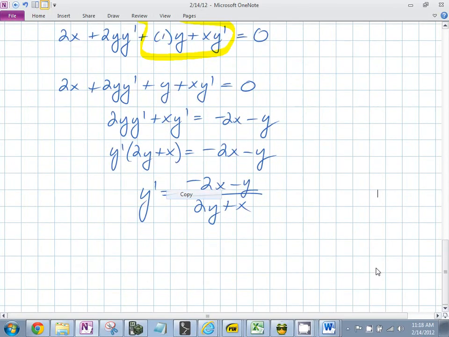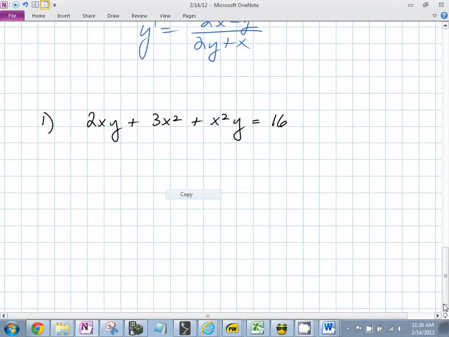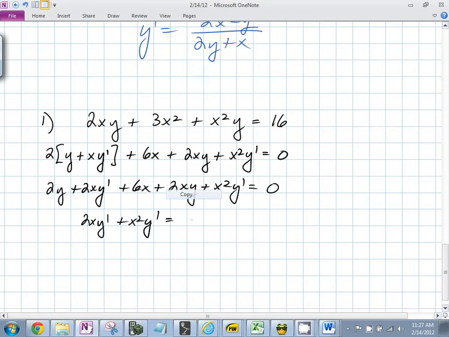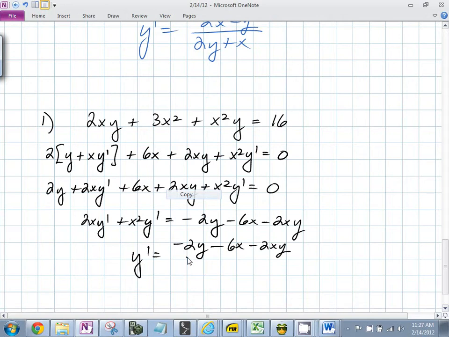So let's try it again. Not bad? I think. Derivative of the first one, what do you have to use? Product rule. So it's going to be 2 times the derivative of the first times y plus the first times the derivative of the second, plus 6x to the first, plus 2xy plus x squared y prime is equal to? 0. So you know that 2y plus 2xy prime plus 6x plus 2xy plus x squared y prime is equal to 0. So 2xy prime plus x squared y prime is equal to negative 2y minus 6x minus 2xy. So y prime is going to be negative 2y minus 6x minus 2xy all over x squared plus 2xy.